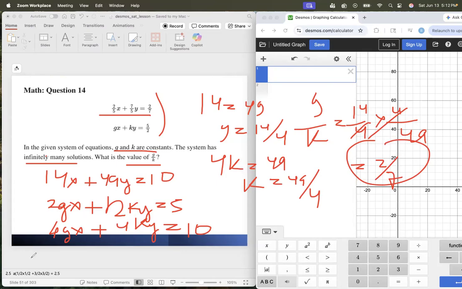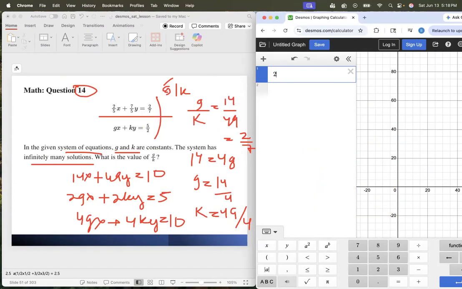Now check it with Desmos. How do you check it with Desmos? Remember, g over k is equal to 2 over 7. So we're going to input the function and make this equation look the same as the other one, and then we plot it. Two functions with the constants in them. And then just use them as your constants and see if they work.